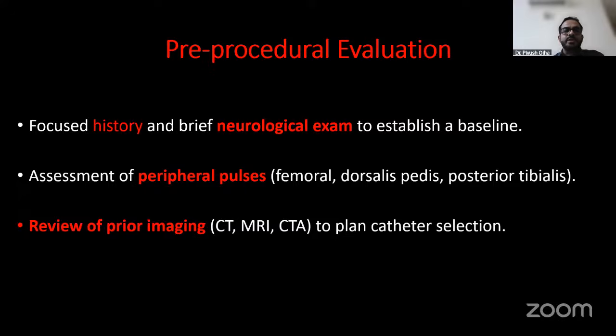Before we start the procedure, you need to understand the pre-procedural evaluation. First, you should be very good at taking the history of the patient and a detailed neurological examination, because if you are not sure what you're trying to look for, you'll never be able to find it. You need to ascertain the peripheral pulses, especially femoral, dorsalis pedis, posterior tibialis, because that might save you from unexpected surprises when you're ready and about to puncture. And also you need to look in detail at all the non-invasive imaging, whether it is a CT angio, MR angio, or any other modality that has been done, which might help you in planning, especially when you're trying to look at a particular type of catheter that you are going to use.